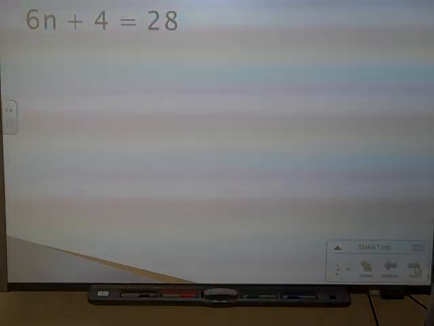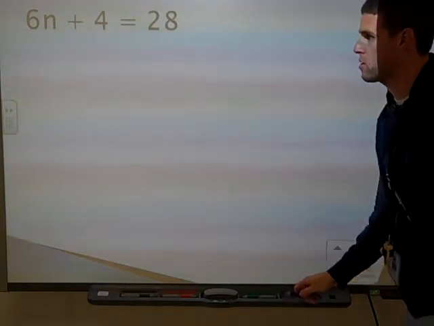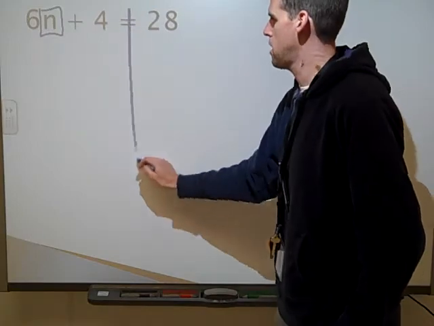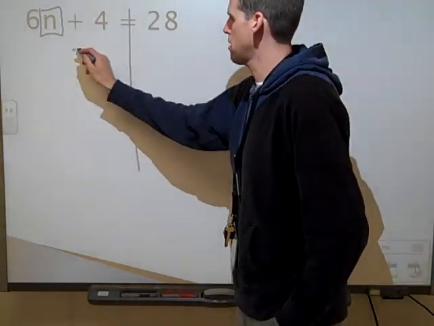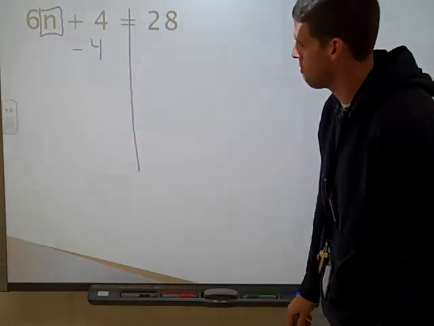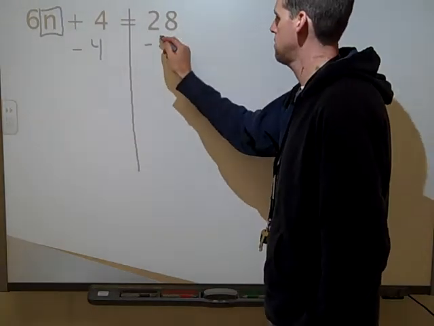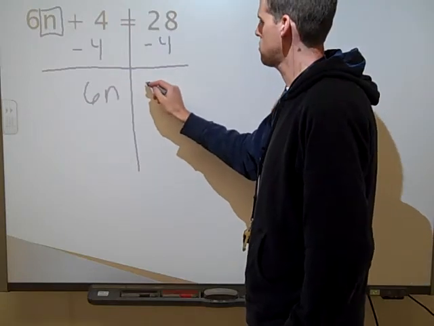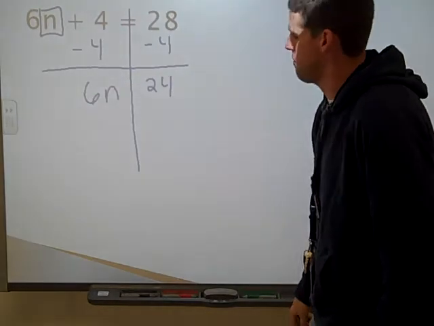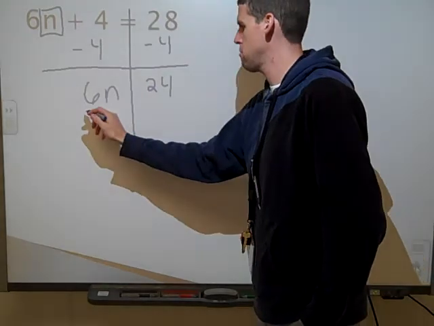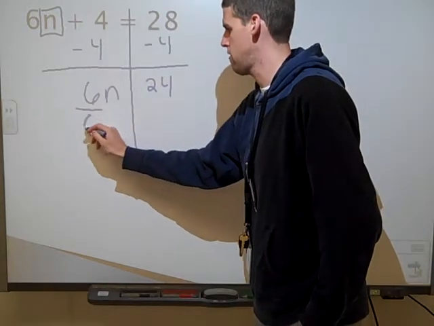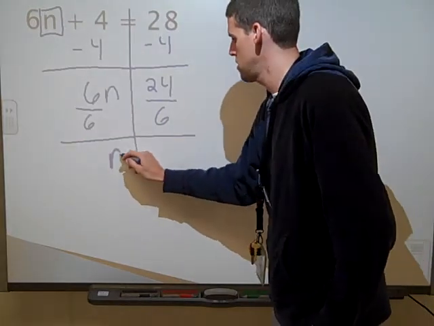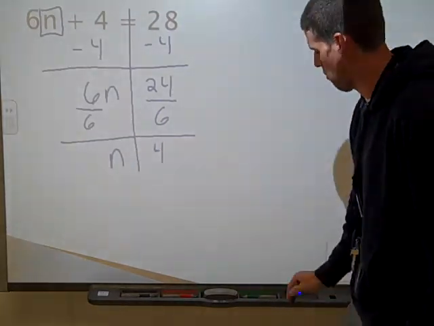Alright, number 2. 6n plus 4 is equal to 28. Go ahead and box my variable, draw a line down my equal sign. I'm going to go ahead and get rid of my 4. It's a positive 4. I'm going to go ahead and subtract it. So now I have 6n is equal to 24. Now I have to go ahead and get rid of my number with the variable, so I have multiplication, so now I'm going to divide it, leaving me n equals 4.